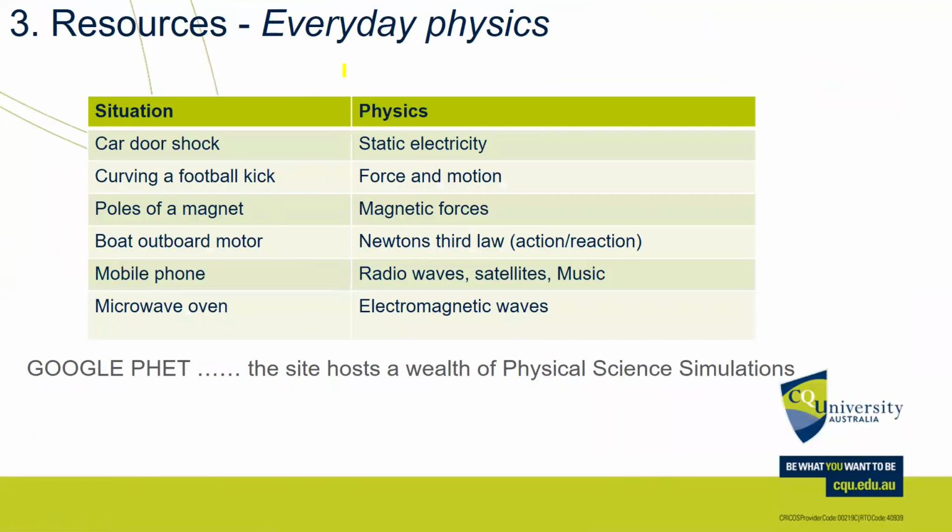Resources, everyday physics. That's what we're talking about, everyday physics. And we can look at, for instance, static electricity, force and motion, magnetic forces, Newton's third law, action and reaction, his second law, why we fly. Okay, that's how we fly. Newton's second law. Mobile phone, we can use a mobile phone for radio waves, music, satellite. And a microwave oven, we can use that to explore electromagnetic waves.